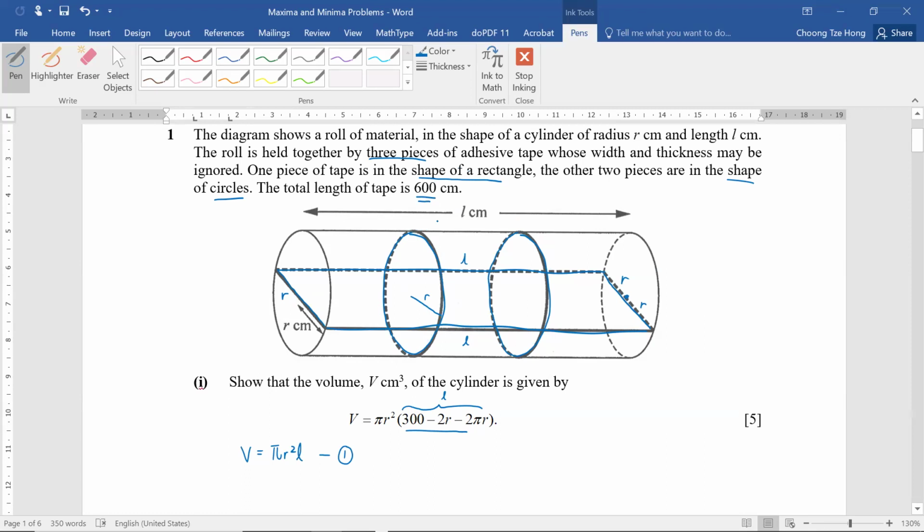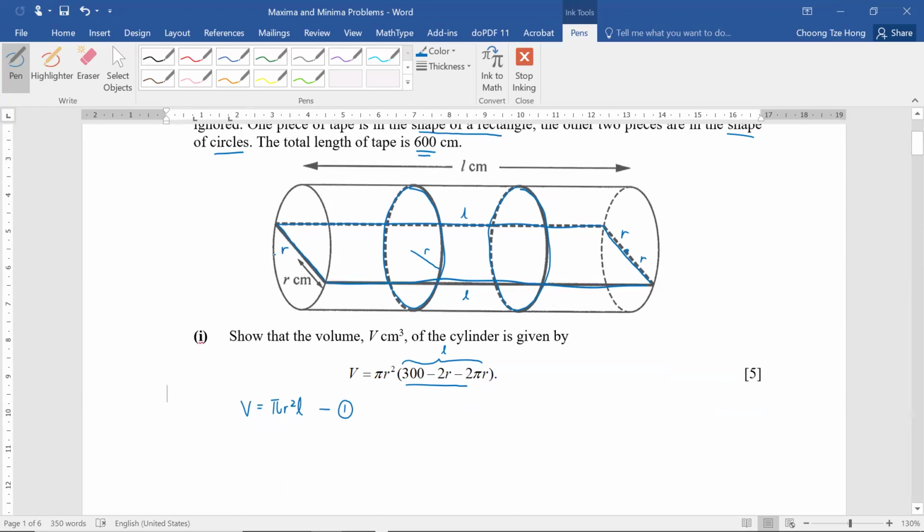In this case, we can form another equation, equation 2, and then sub it into equation 1 to remove the L. Let's see how we can do that. Over here, we can write length of tape equals 600 cm.